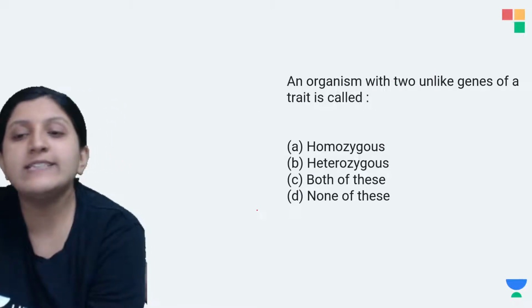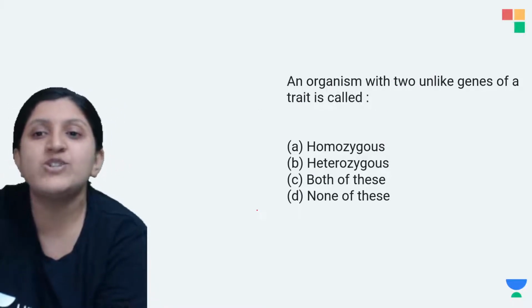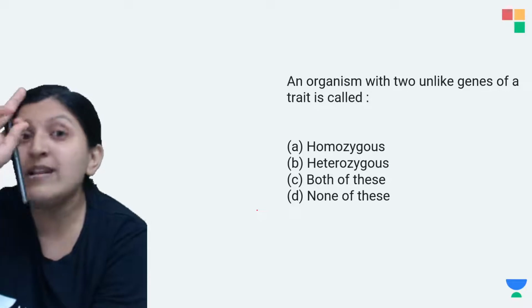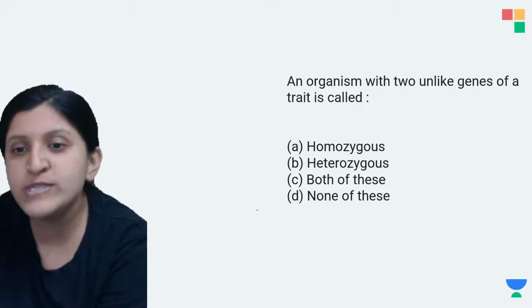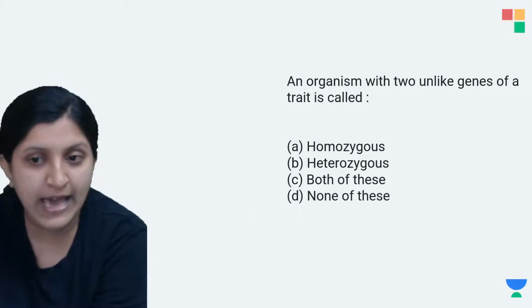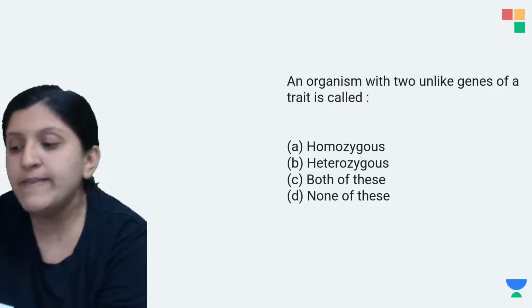So an organism with two unlike genes of a trait is called, two unlike genes of a trait, so that is called as homozygous, heterozygous, both of these, none of these.